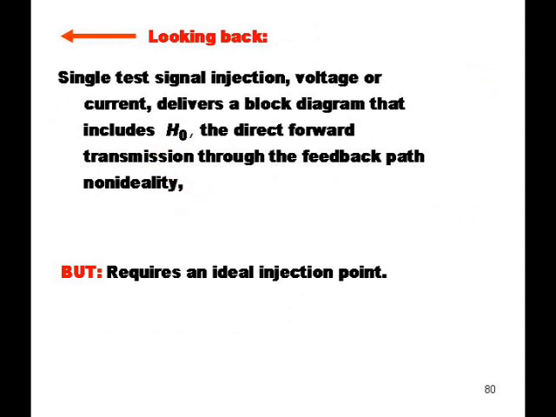So looking back from where we are at this point, single test signal injection, voltage or current, delivers a block diagram that includes H0. That's the thing that's been added, which represents direct forward transmission through the feedback path non-ideality. The limitation of that is it requires an ideal injection point. According to that definition of the impedance ratio, it has to be small for either case.